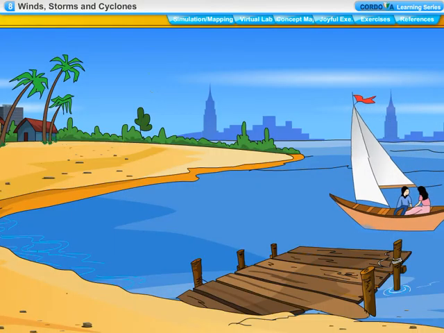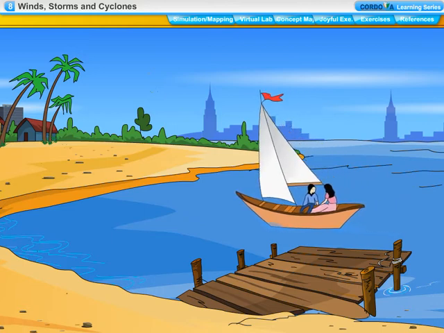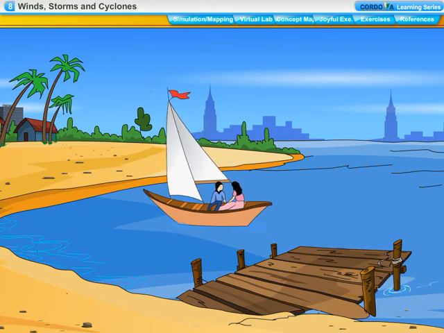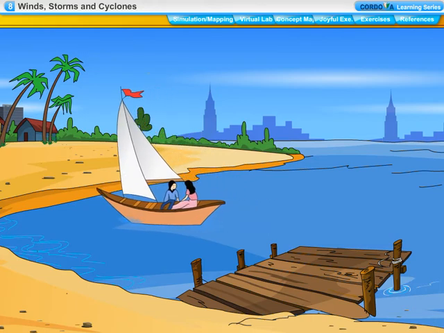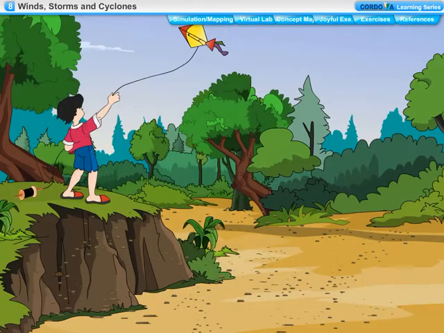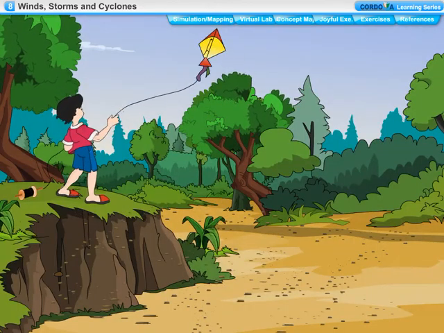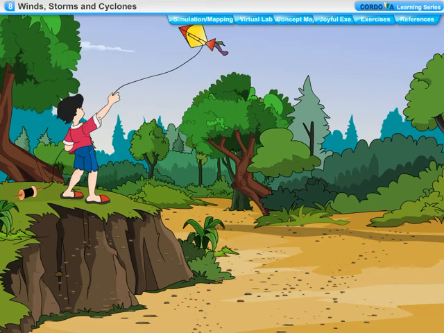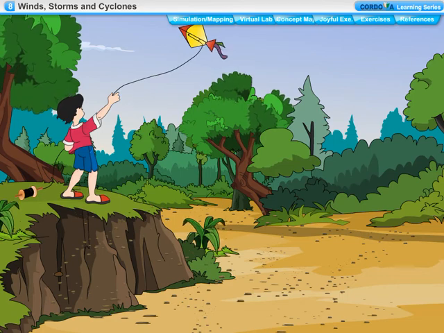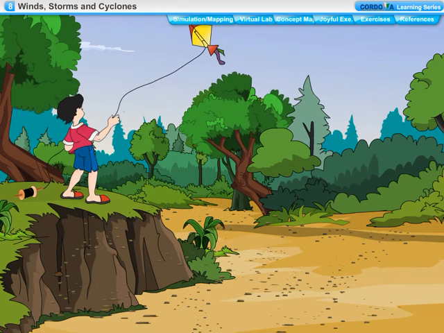Similarly, while rowing a sailing boat, we find that it is easier to row the sailboat in the direction of wind. It is very difficult to row a sailboat against the direction of wind. When we are flying a kite, then the wind coming from our backside helps the kite to fly higher and higher. It is the blowing wind which exerts the pressure on the kite to fly higher.